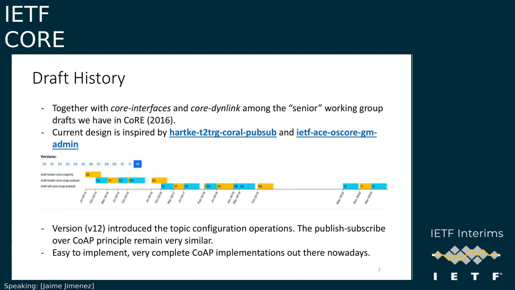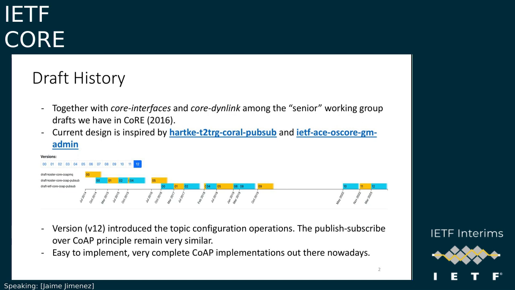As you remember, PubSub has been there already for quite some time, and we spent a bit of time this year to try to wrap it up, based on some design inspiration from Klaus's Thing-to-Thing RG PubSub draft and Marco's group admin draft. So version 12 already introduced the new resource structure with a topic collection, under which there are topic configurations with some properties, one of the properties being a topic data.